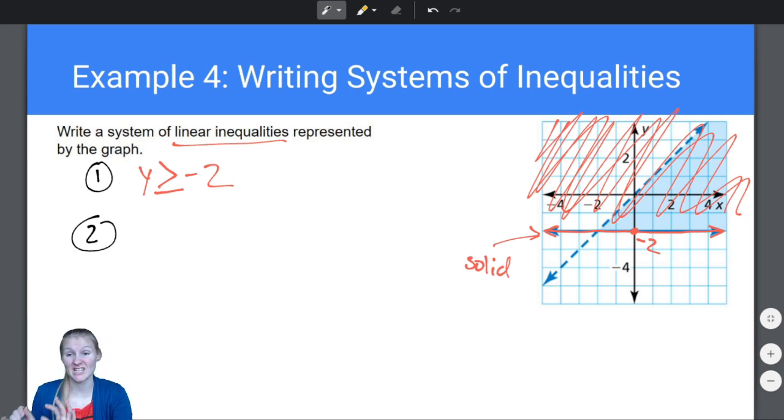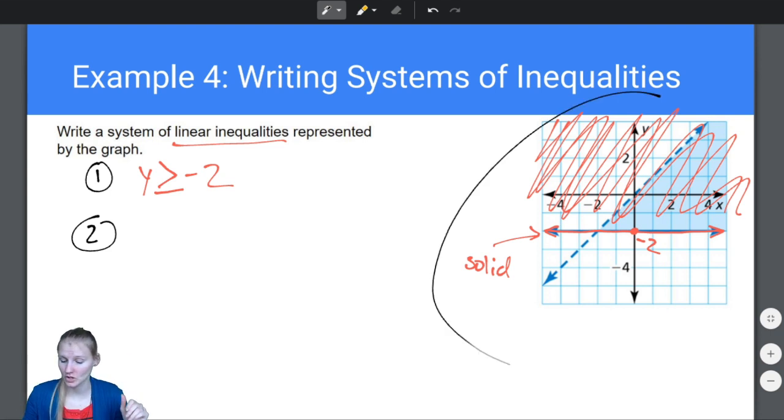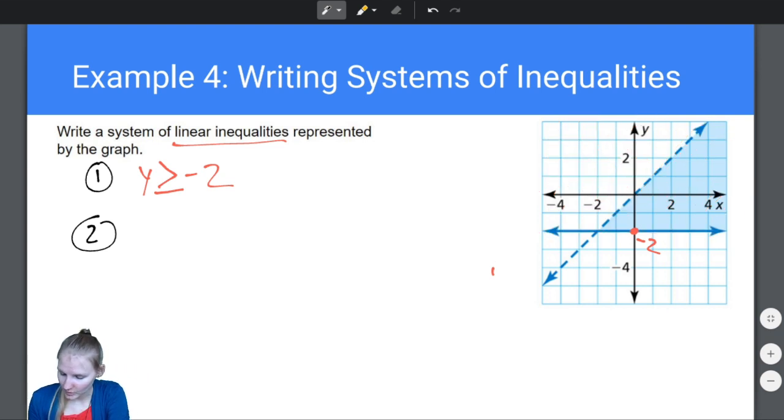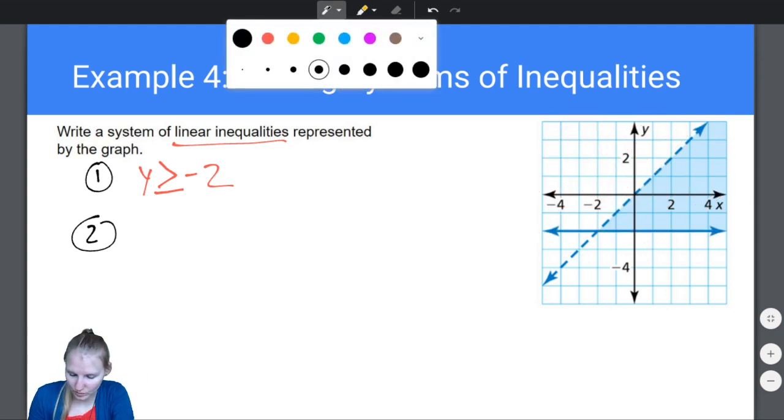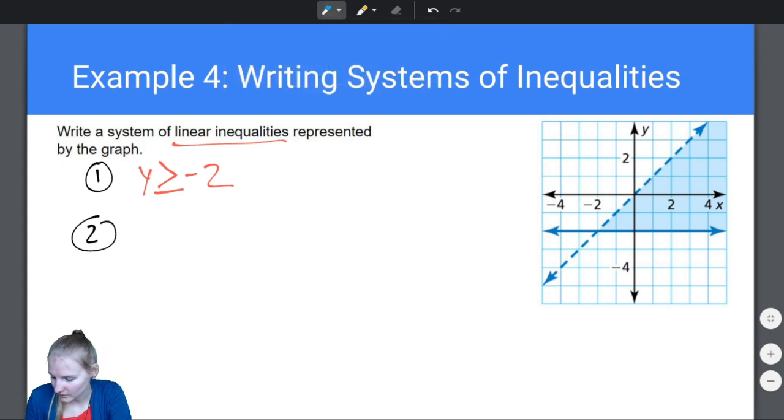So I'm going to erase the graph. If you haven't finished writing this in your own notes, pause the video and make sure to finish that. But we are going to look at the blue dotted line now. We're looking at this line now.